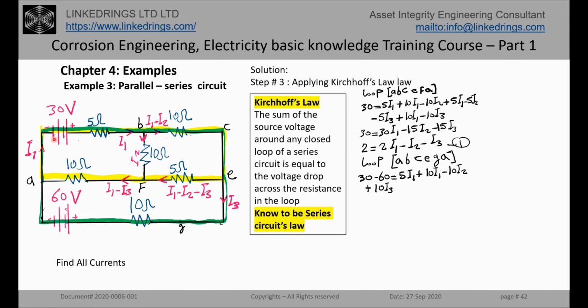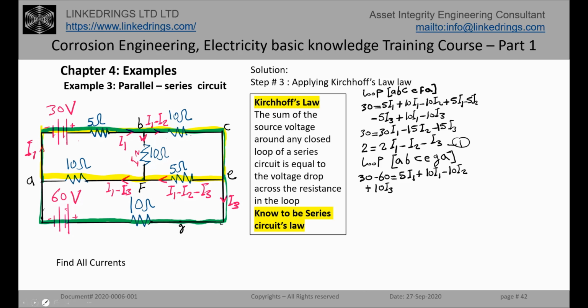So what is the source voltage here? The source voltage here, this is my direction. So it is 30 volt minus 60 volt, correct? Because it's the opposite direction. Equal to the current times the resistance. So 5 I1 plus 10 I1 minus 10 I2, plus 10 I3.